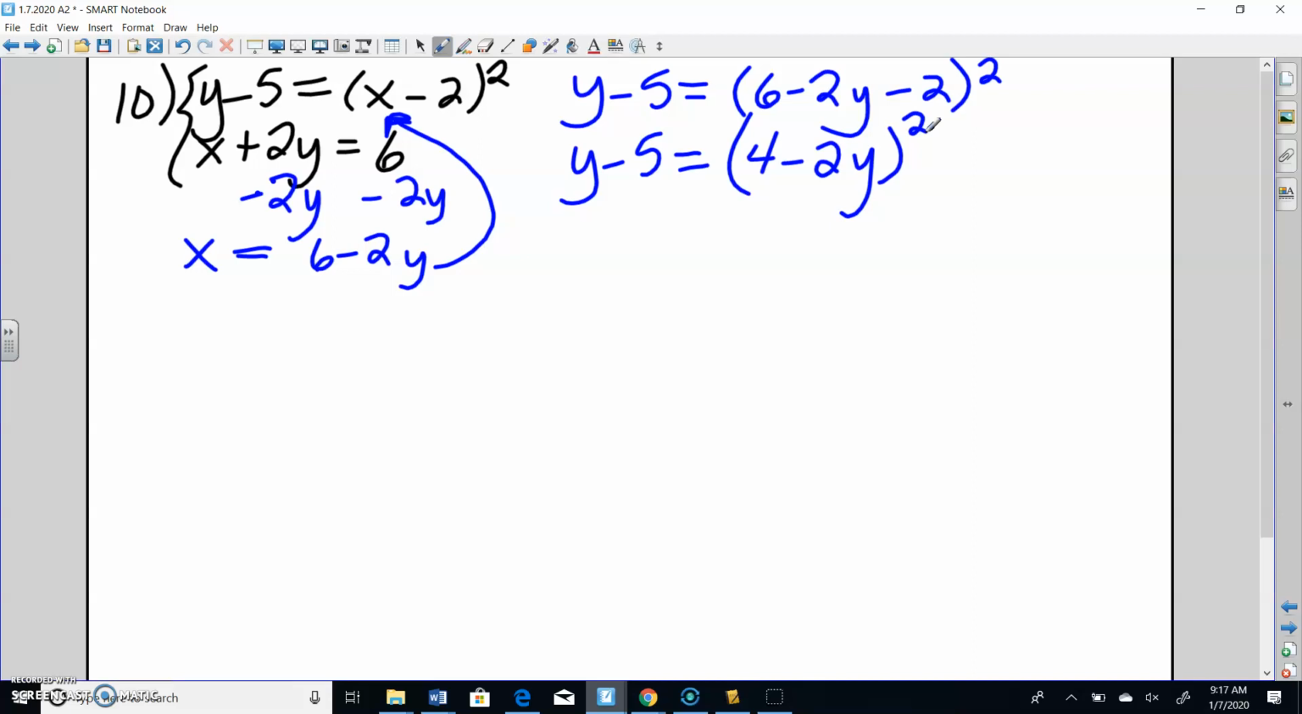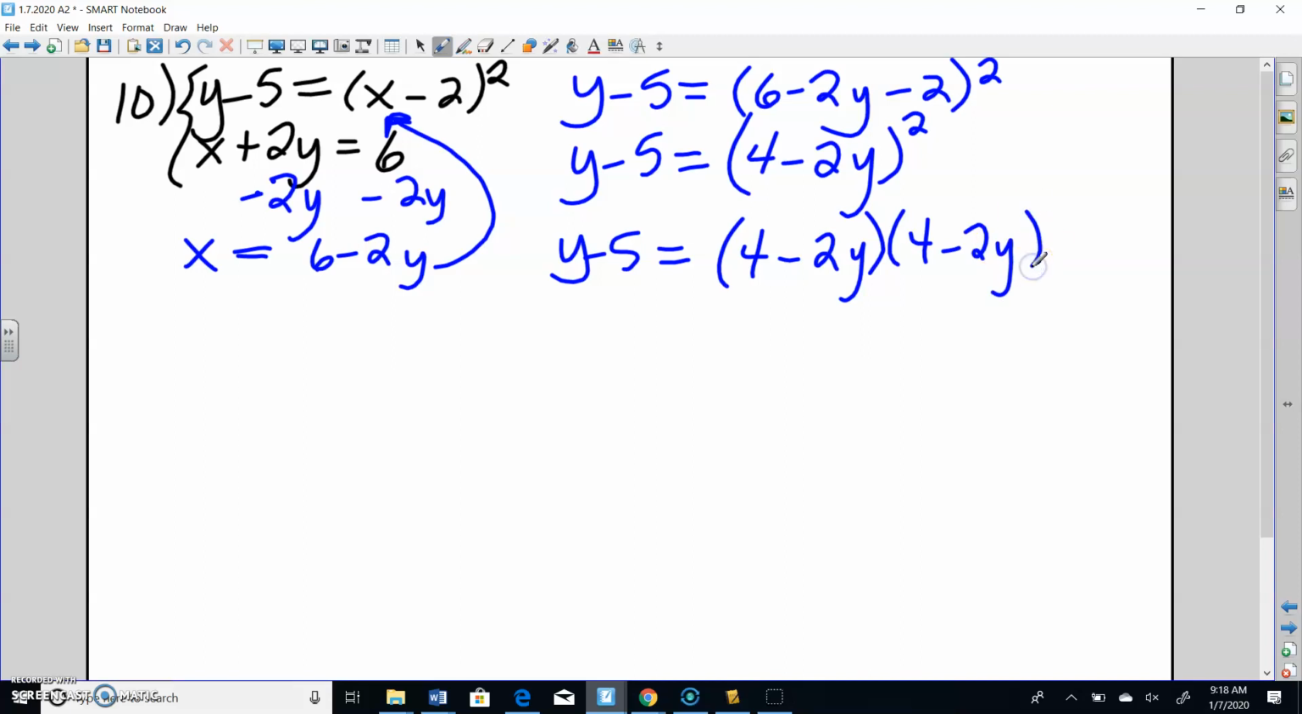Okay. Everybody all right with that? Now I go to FOIL. So I've got y minus 5. I'm not messing with that. I'm going to go 4 minus 2y times 4 minus 2y on the right.